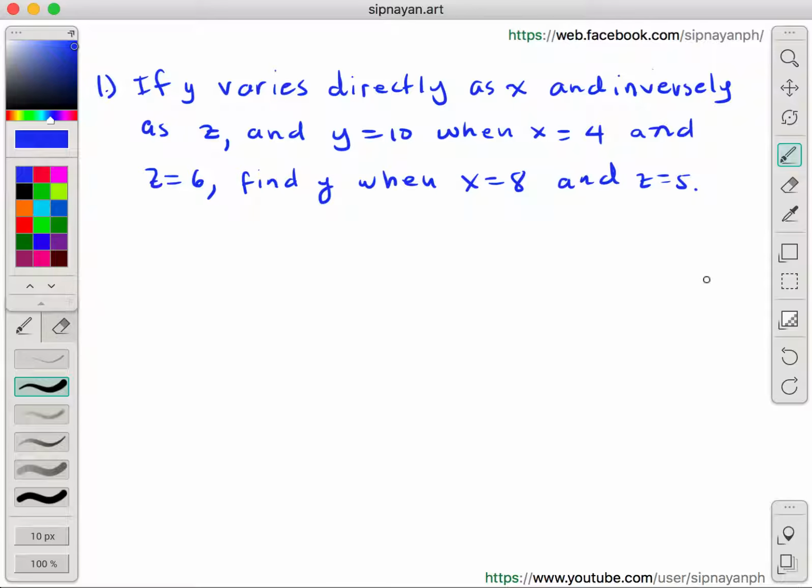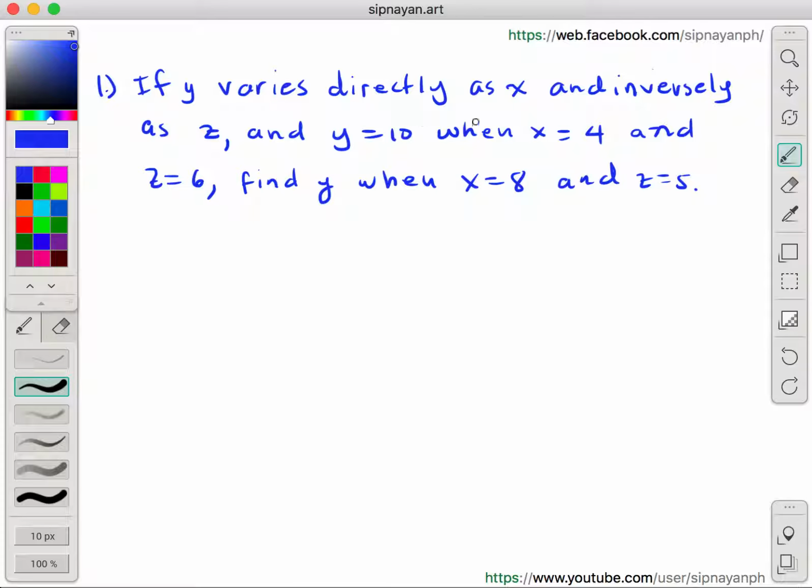Dapat meron siyang yung iba nag-vary siya directly and yung iba naman ay inversely. So, dapat may directly siya tsaka inversely. And of course, yung directly, pwedeng joint yan. Joint variation kasi direct variation din siya kaso dalawa. So, here we have one problem. Meron pa tayong dalawang problems dito sa series na to, and I think we have more than enough examples.